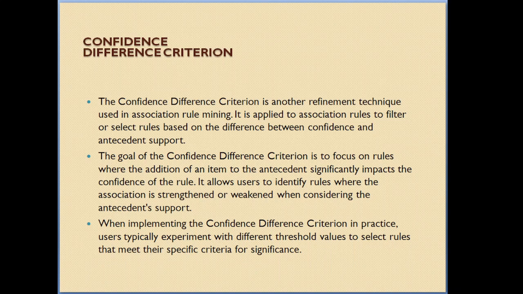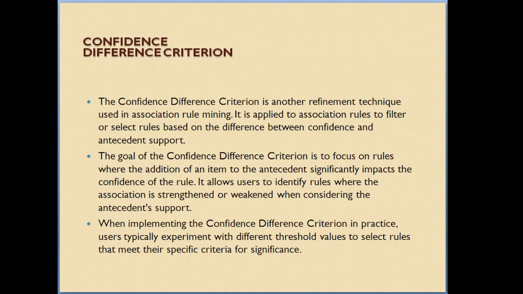Okay, so when implementing confidence difference in practice, users typically experiment with different threshold values to select rules that meet their specific criteria of significance. When we experiment with the confidence difference criterion, we use different threshold values to get our selected rules. I mean, we would set another threshold value so that we could easily meet our specific criteria for significance. Okay, so this is what the confidence difference criterion is.